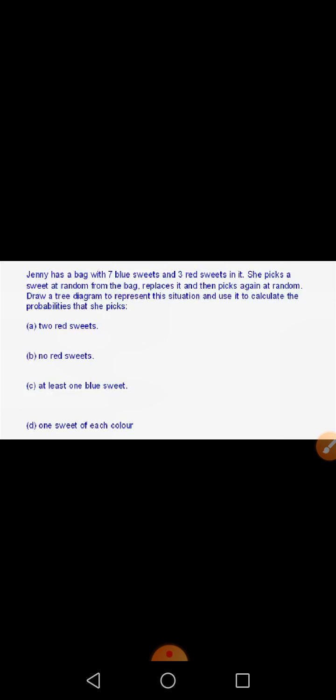Draw a tree diagram. So the first thing he wants from me is to draw a tree diagram to represent this situation and use it to calculate the probabilities of 2 red sweets or no red sweets, at least 1 blue sweet, or 1 sweet of each color. Okay, let's see it.